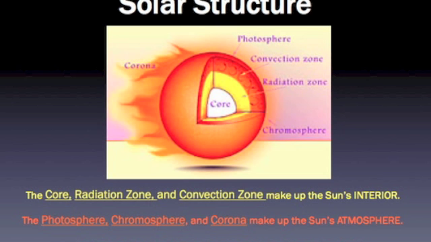Solar structure. Starting with the core, moving into the radiation zone and convection zone, those make up the interior of the sun. The sun's atmosphere is made of the photosphere, chromosphere, and corona. So we'll take a closer look at each of these layers, what their temperature is, and what their function is within the sun. We'll start with the core and make our way out.